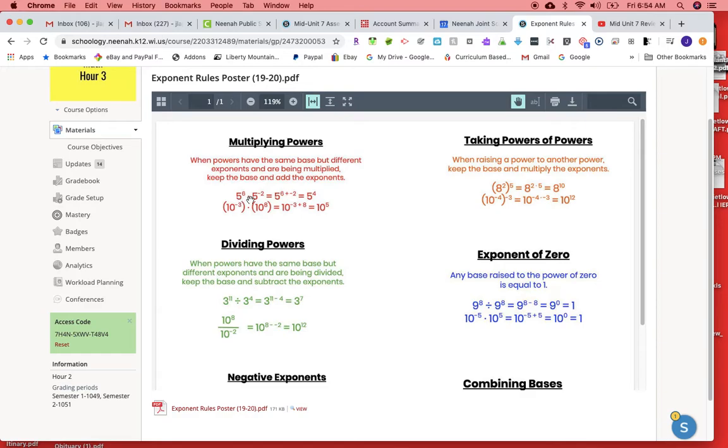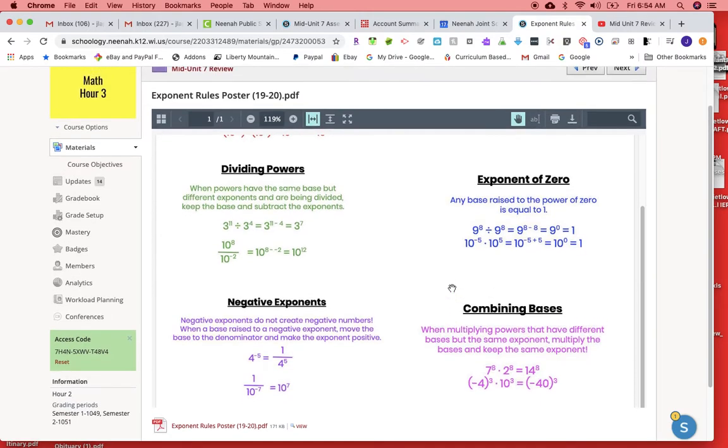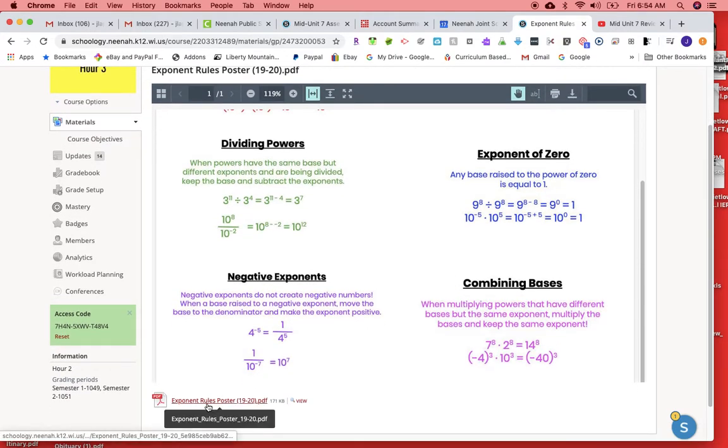So you can see in this top example, we're going to keep the base of 5. We're going to add our two exponents, 6 plus negative 2. 6 plus negative 2 is positive 4. So our answer is 5 to the positive 4 power. Another example, 10 to the negative 3rd times 10 to the 8th. We're going to keep 10 as our base. We're going to add our exponents, negative 3 plus 8. Negative 3 plus 8 is 5. So if you go through each one of these, it's going to help you a lot on this. So you can use this while you're taking the assessment today.